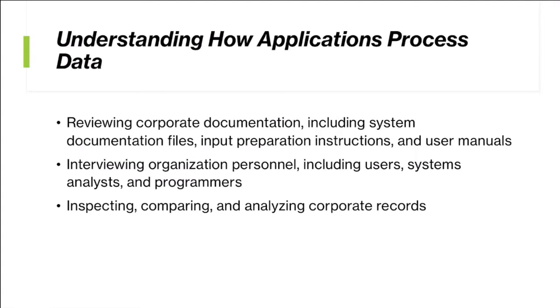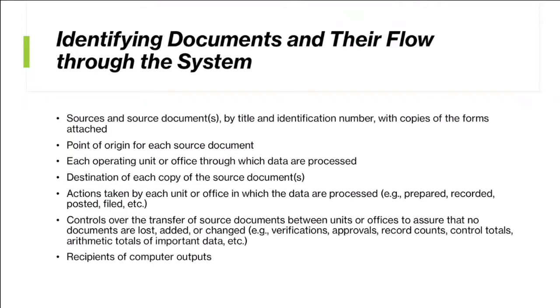Next, we also inspect, compare, and analyze corporate records. So we can identify documents and their flow through the system with the use of flowcharts. So in the flowcharts or data flow diagrams, we can see sources and source documents, title and identification number, with copies of the forms attached.